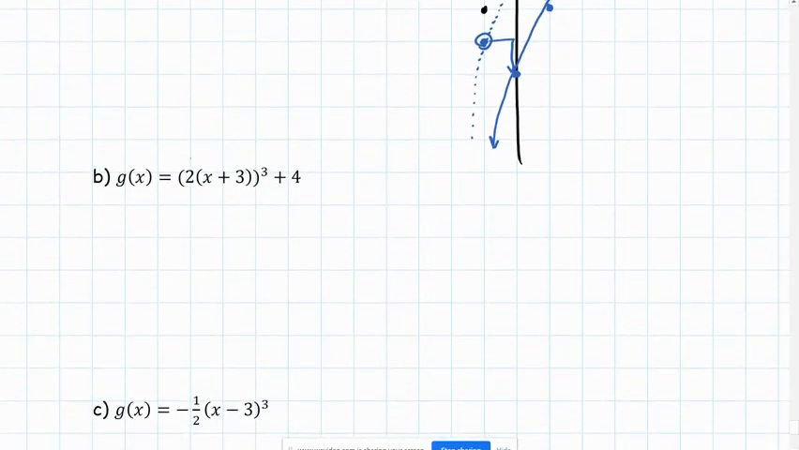Example B is similar, except the 2 is inside, and so that means 1 over B equals 2, which means B equals 1/2. And so that's going to cause a horizontal compression by 1/2. So go ahead and pause your video and try this one out and see if you can get a good graph for this transformation.